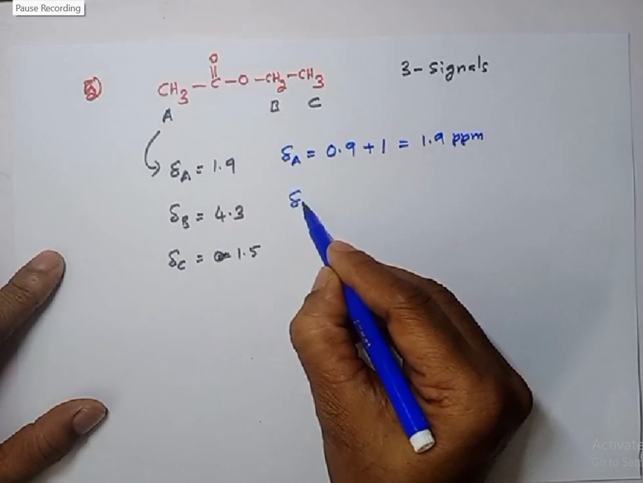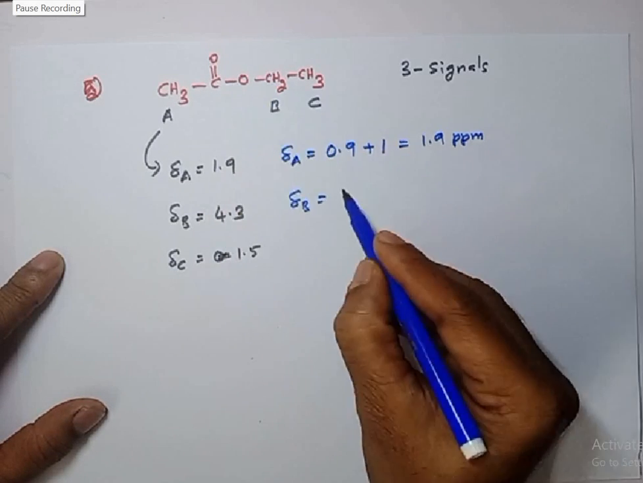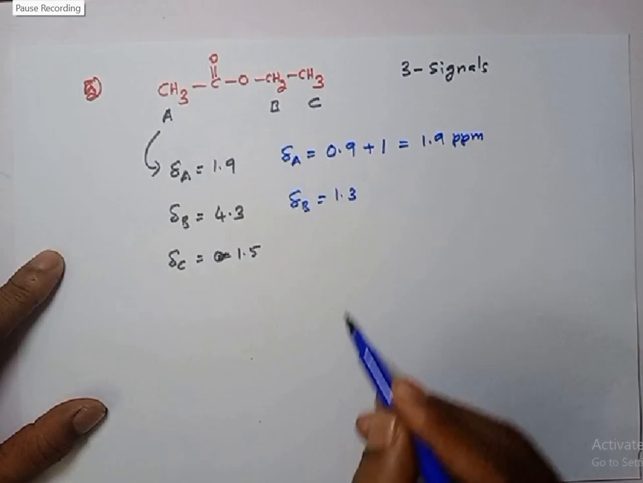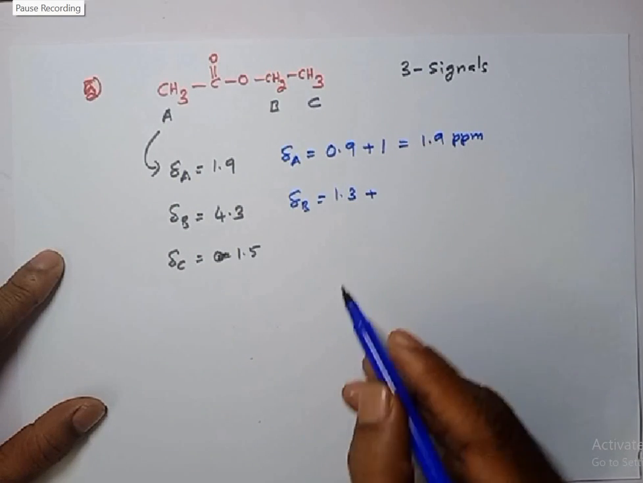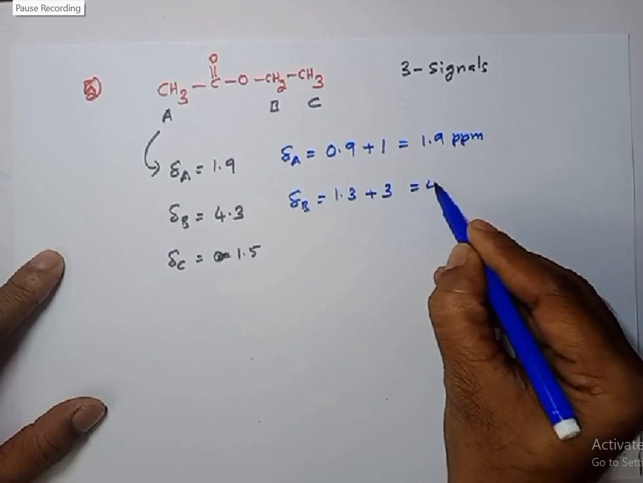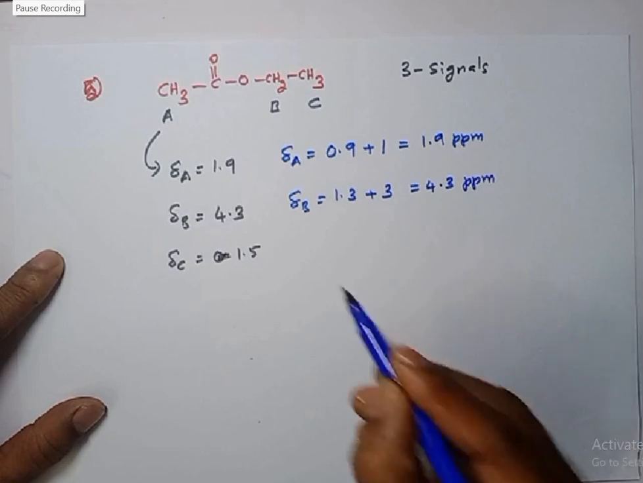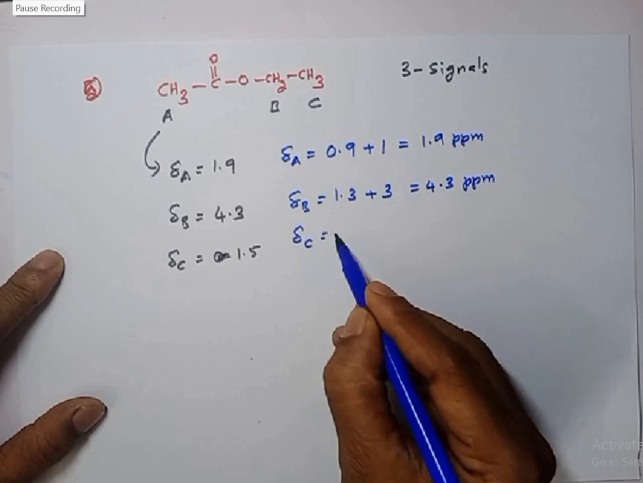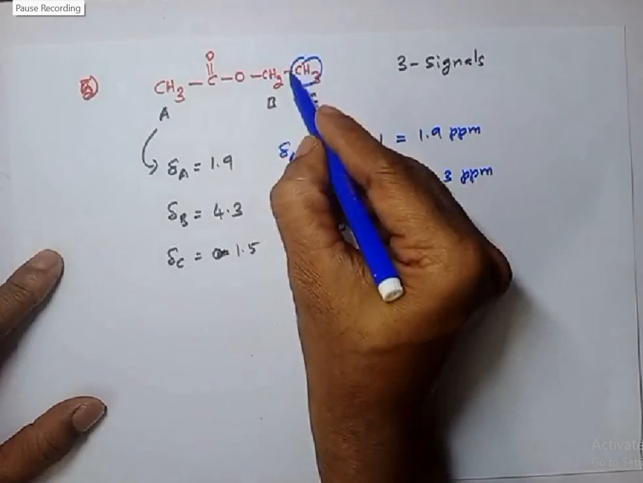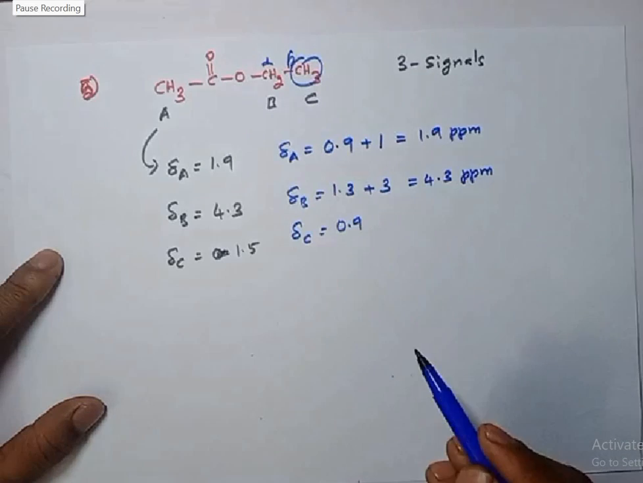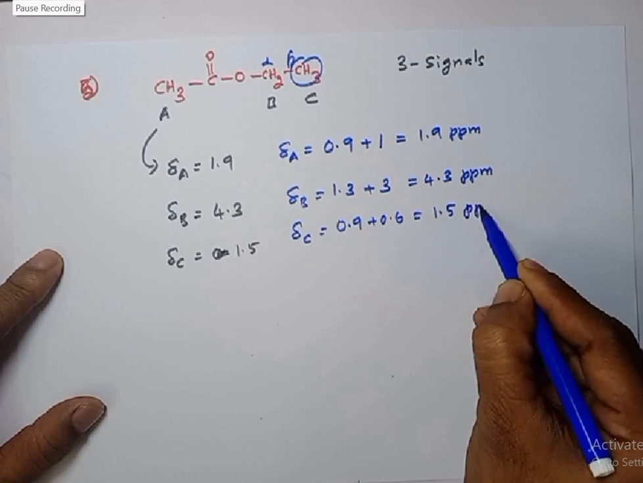Then what about the chemical shift of the B proton? The B proton is attached to the oxygen of the ester group. For the B proton, the general chemical shift is 1.3. Since it is attached to the oxygen of the ester group, we should add a value of 3. So if we add 3, we get 4.3 ppm for the B proton. What is the chemical shift of the C proton? The C proton is a methyl group. For a methyl group the general chemical shift is 0.9, and it is beta to the oxygen. This is alpha, this is beta. Since it is beta to the oxygen, add 0.6 to that. So you get 1.5 ppm.